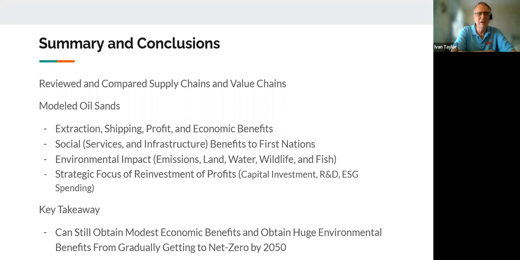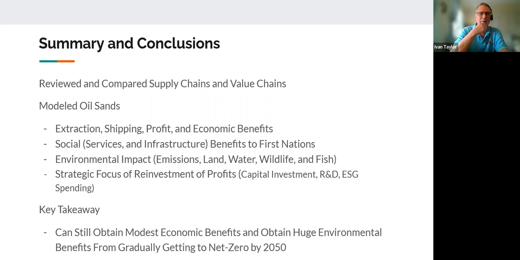And as a summary, like I said, we looked at the value chain and the supply chain, and basically the original model of the oil sands was a supply chain model, and we introduced this idea of value chains where profits can be reinvested in either production or ESG, and that can lead to improvements in various areas. The model itself was extraction, shipping, profit, economic benefits, social services, infrastructure benefits to First Nations, environmental impacts, emissions, land, water, wildlife, fish, and the strategic focus of reinvestment of profits in capital investment, R&D, ESG spending.